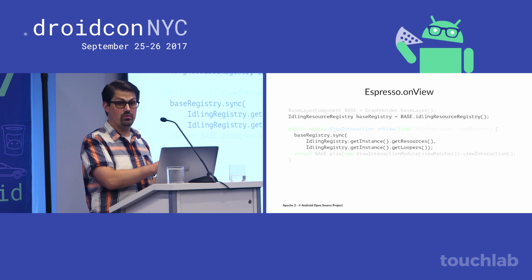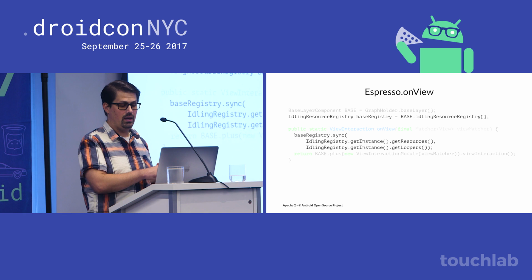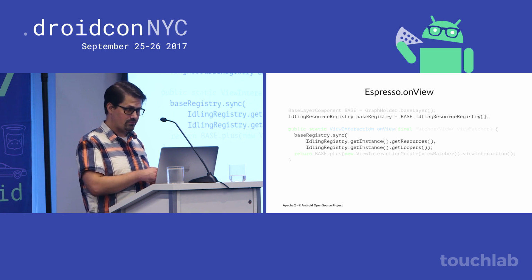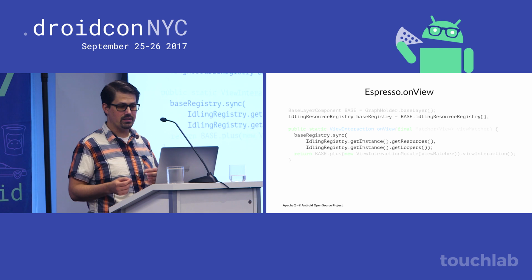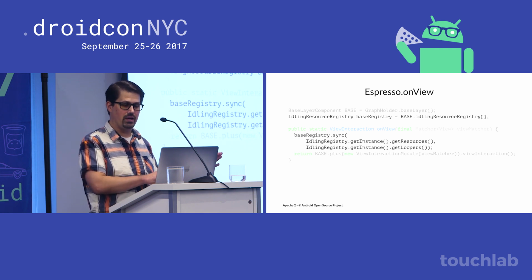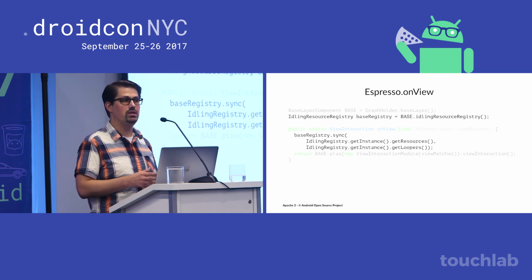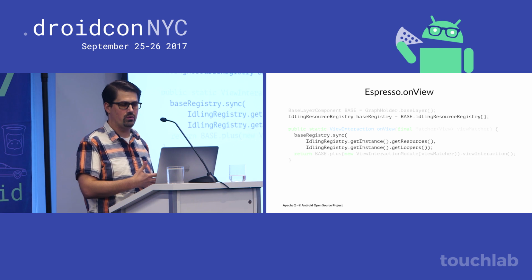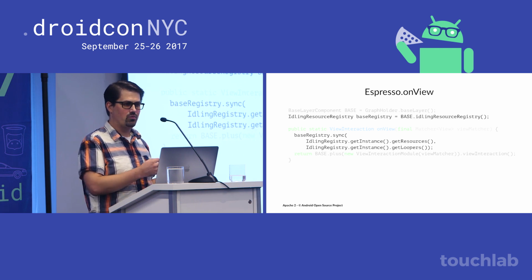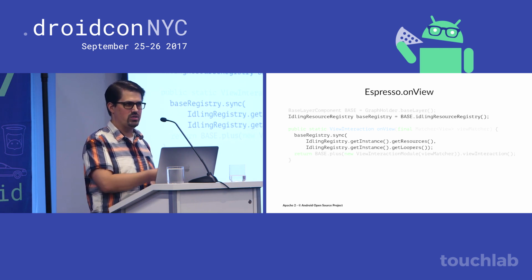So in Espresso 3.0, there's a new API called IdlingRegistry. IdlingResource was already there, and it's part of the idling resources dependency, which is a very small dependency that you can include in your app so that you don't have to include all of Espresso in your app, which you wouldn't want. And you can use IdlingRegistry to just add your idling resources right from your app.